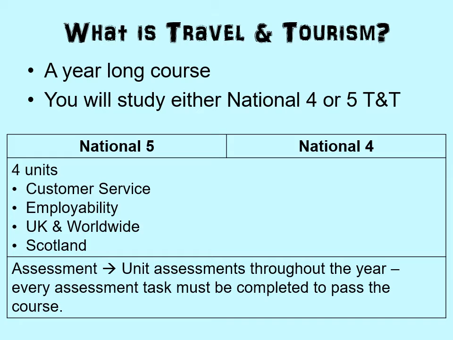Now, the 4 units that we do in Travel and Tourism help us look at what tourism is and what tourism is like in different parts of the world. So to do that, we will look at Scotland and we will look at then the UK and worldwide. So we look at things like tourism on the Scottish Islands, tourism in Scottish cities. We look at the impact of clubbing tourism in Ibiza. We look at cruises and we look at things like adventure tourism.